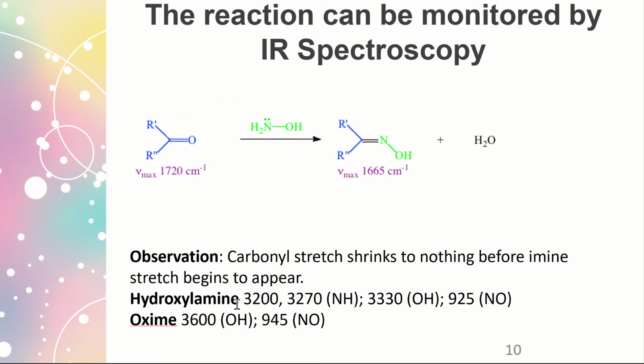And we can compare our starting material with our product. So our product will have the hydroxyl at 3600, right? That is our OH functional group, and to a lesser extent our NO at 945. So here the key thing is, when we're monitoring this reaction via IR spectroscopy, we will see a disappearance of our carbonyl peak and the appearance of our imine and our hydroxyl peak.